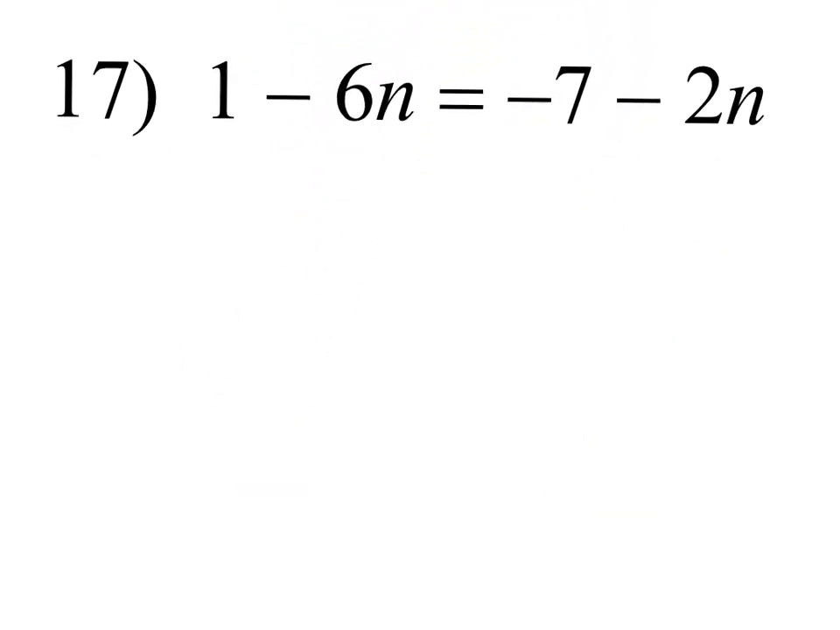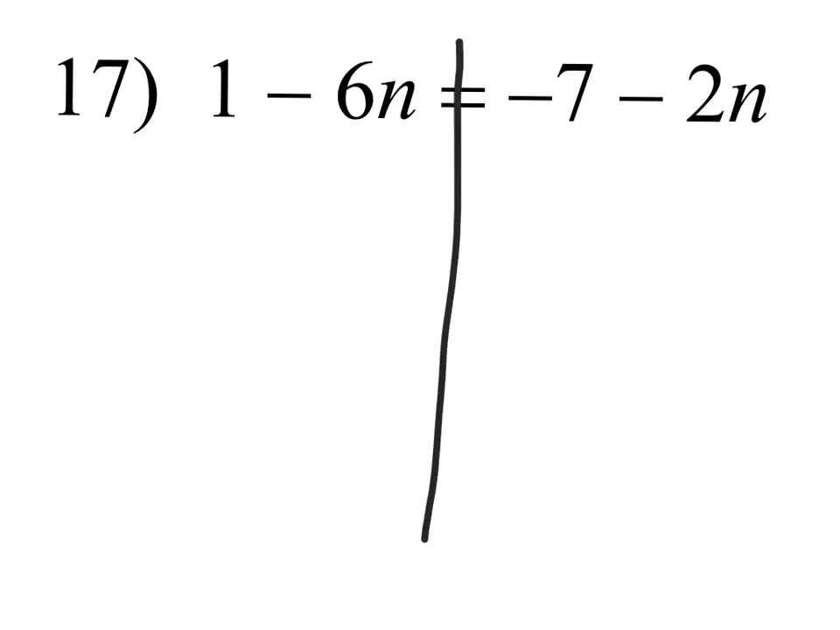For number 17, yet another multi-step equation. So I'm going to draw my line down the middle. Between negative 6n and negative 2n, negative 6n is the smaller one. So I'm going to add 6n to both sides.